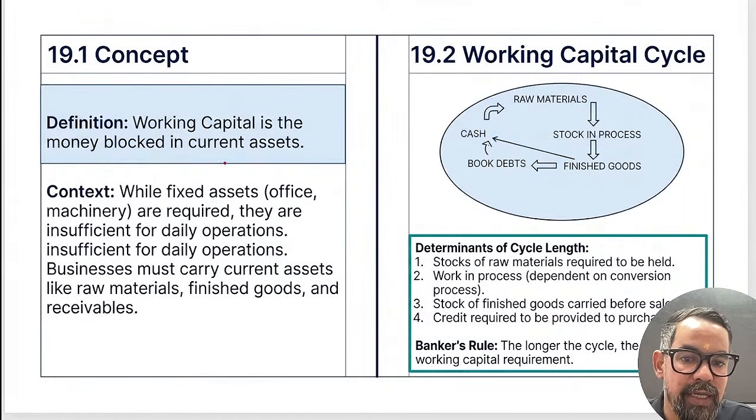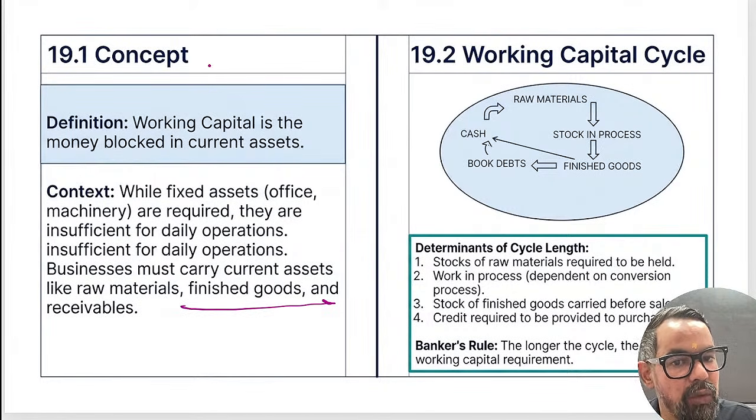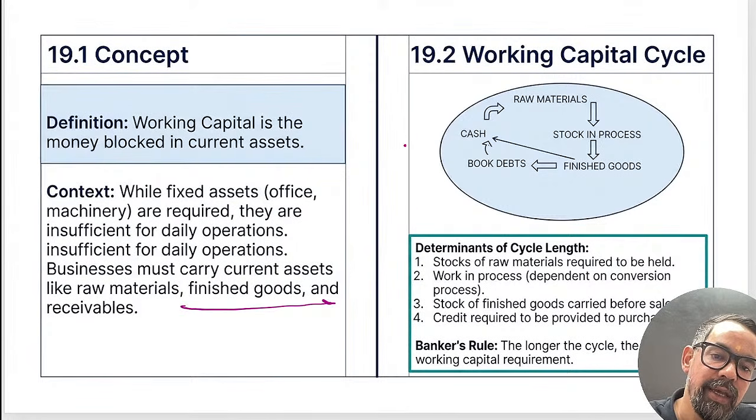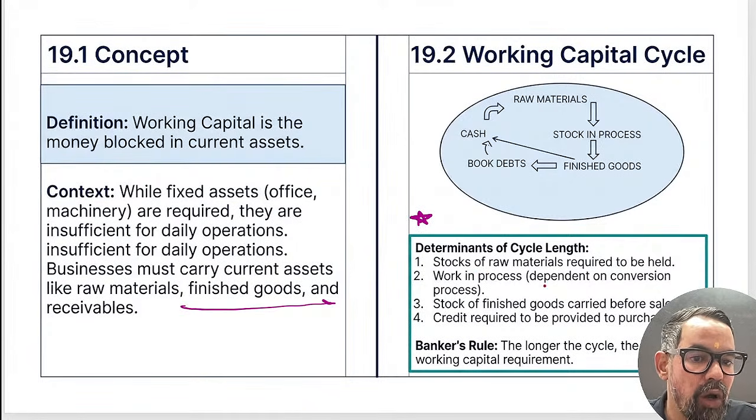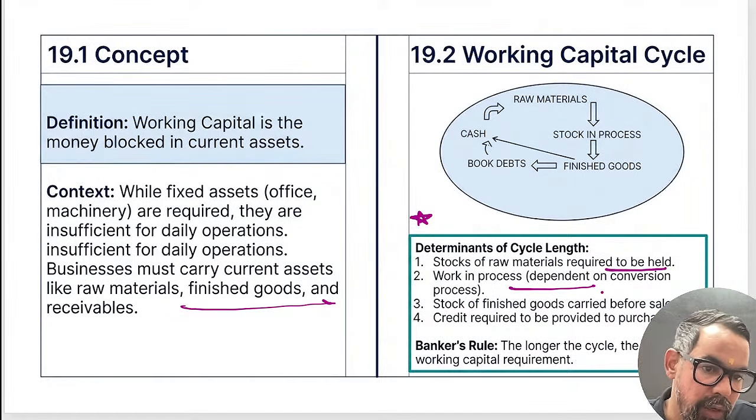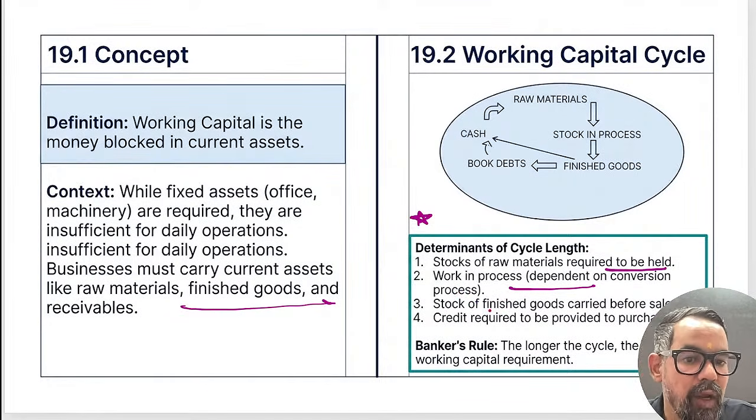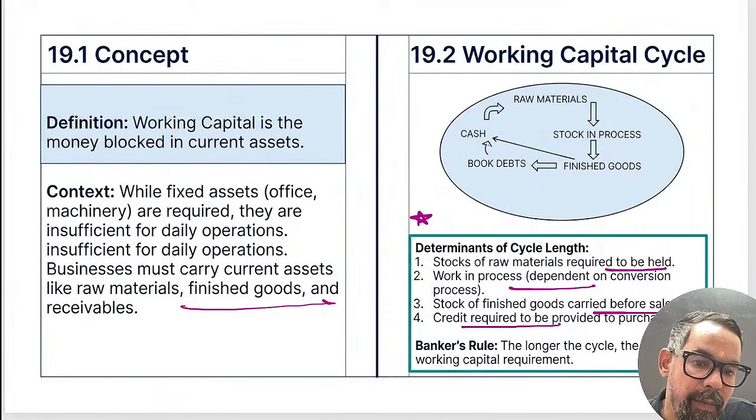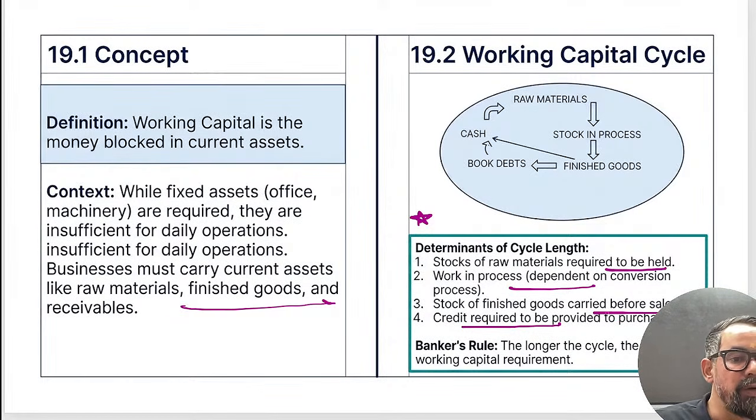While the fixed assets are required, they are insufficient for daily operation. In business we must carry current assets to deal with the day-to-day things. So the working capital cycle, which is kind of a cash to cash cycle, determines the stock of raw material required to be held, work in progress, which depends on the conversion process, stock of finished goods carried before the sale, then the credit required to be provided for the purchase.